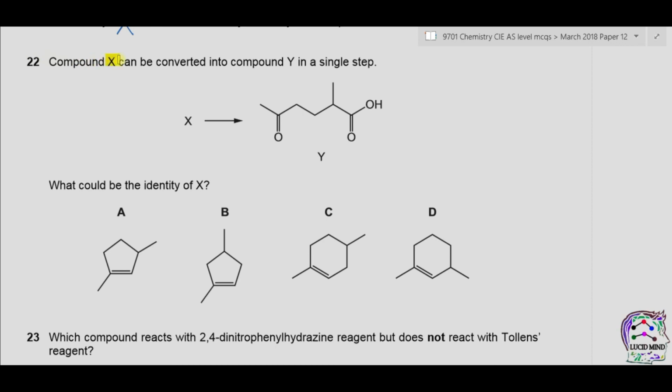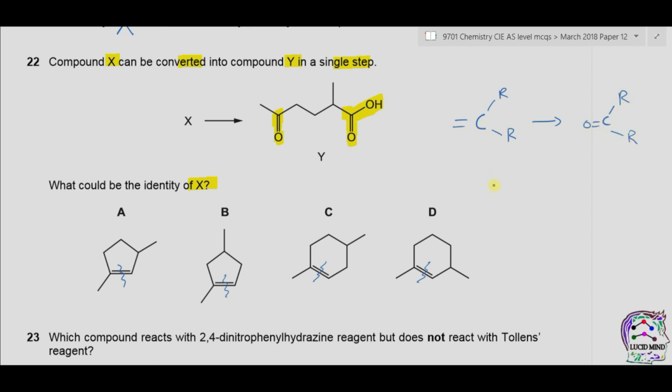Question 22. Compound X can be converted into compound Y in a single step. In Y we can see we have ketone functional group and carboxylic acid functional group present. What could be the identity of X? In all 4 options we have alkenes. Now oxidative cleavage of alkene can take place to make product. The carbon that is present in double bond, if it is connected to 2 alkyl groups, it will form ketone upon oxidation.